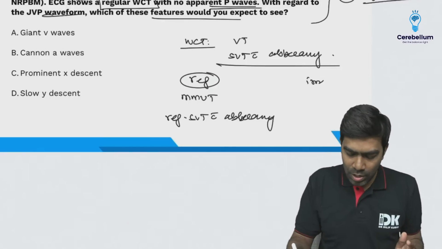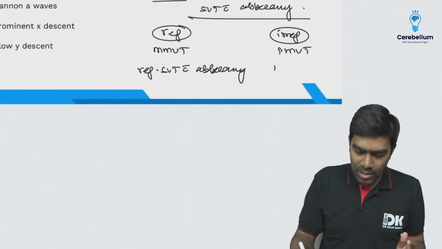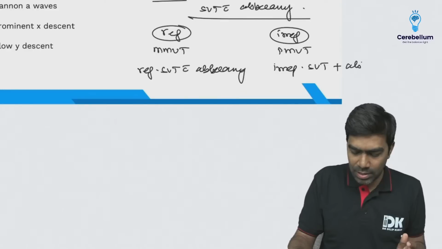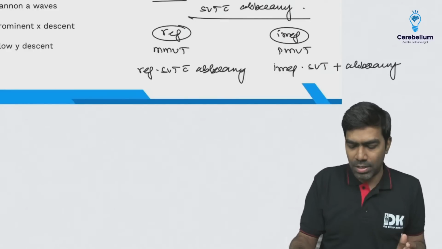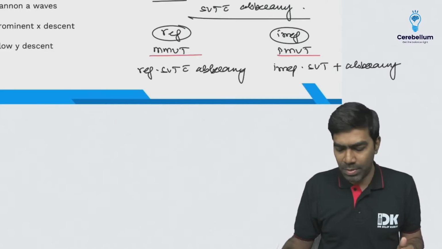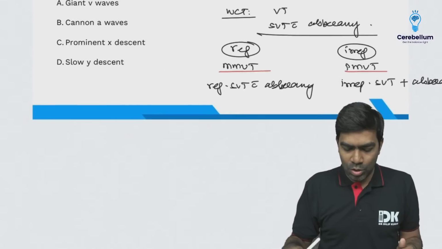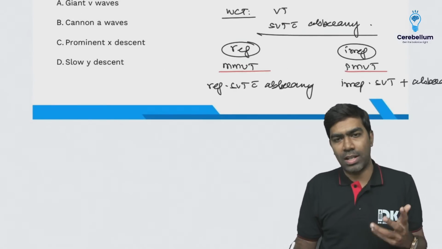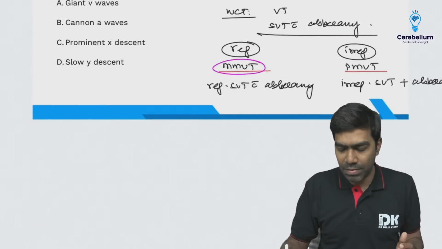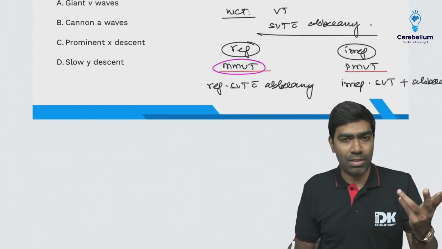If it's irregular, you're going to think about polymorphic VT or irregular supraventricular tachycardias like atrial fibrillation with aberrancy. Polymorphic VT will be irregular. Monomorphic VT will be regular. So how will you further classify? Monomorphic VT will not have any apparent P waves generally. What about regular SVT with aberrancy?